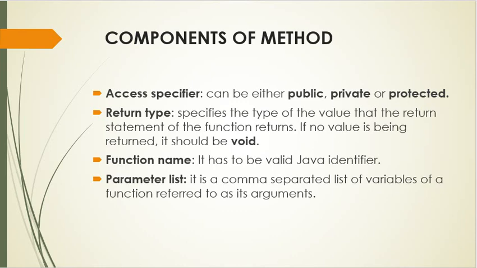The next one is the return type. It specifies the type of the value that the return statement of the function returns. It may be of any valid Java data type. It can be integer, character, string, any valid Java data type. If no value is being returned, it should be void. The return type indicates the type of the outcome of a function to be returned to its caller, meaning from where it has been called.